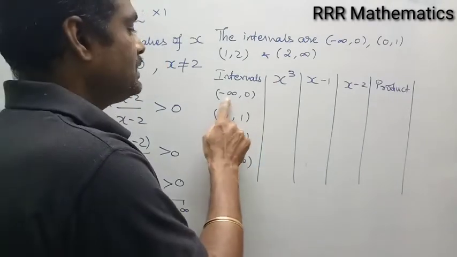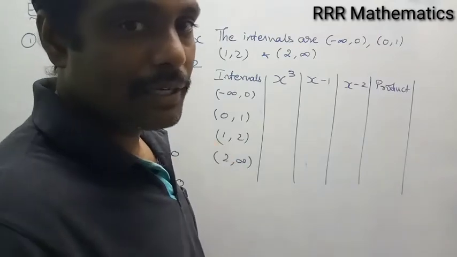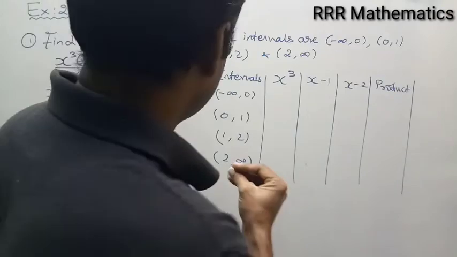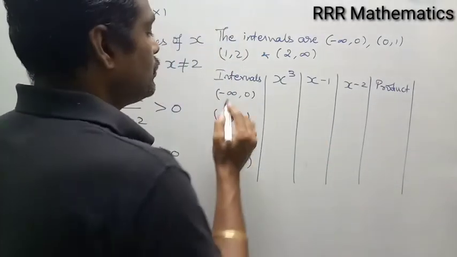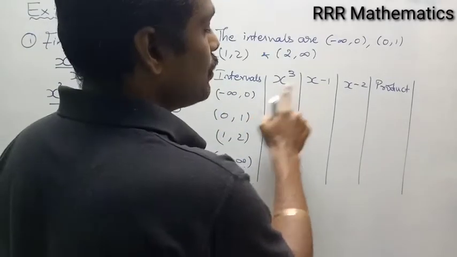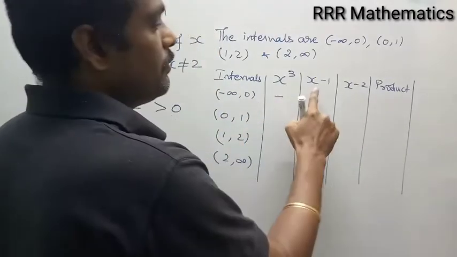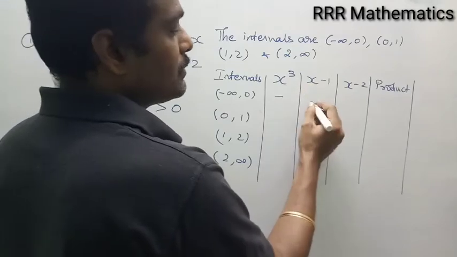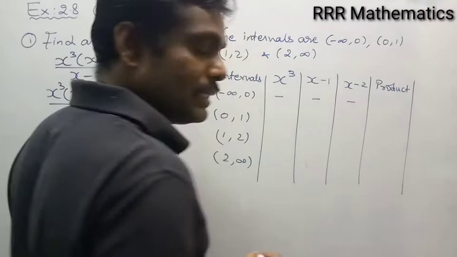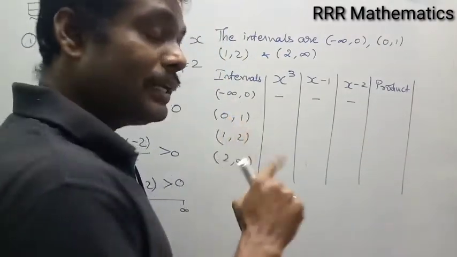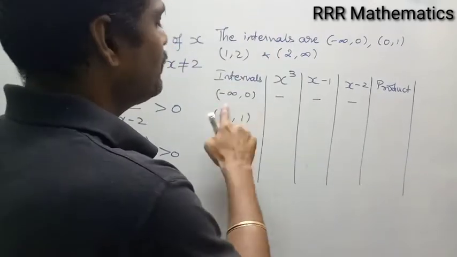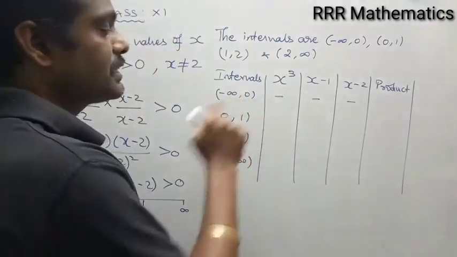Minus infinity to 0. You can select any value. For example, I will select a very small value. It's somewhat comfortable to find the values. Is it clear? So minus infinity comma 0, I will select minus 1. What is minus 1 whole cube? Negative. When you substitute minus 1 here, minus 1 minus 1 is negative, minus 1 minus 2 is negative. Got it? You can select any value. Here I select minus 1; you can select minus 2, minus 3, whatever value from this interval. Okay, don't select any extreme values.